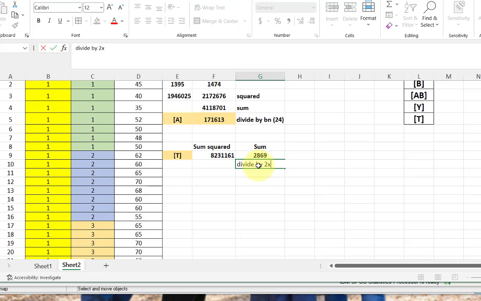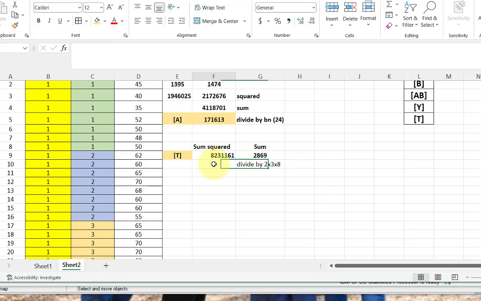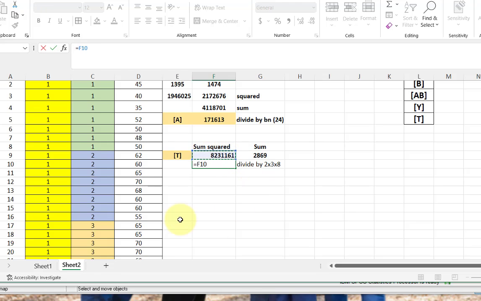2 times 3 times 8. Right? That's number of levels in A, number of levels in B, and a number in a single group. So 2 times 3, yep, that looks right to me. Okay, here we go. So we're going to take equals the sum squares divided by, so 2 times 3 is 6 times 8 is 48. Is that right? That looks right. 48. Boom.